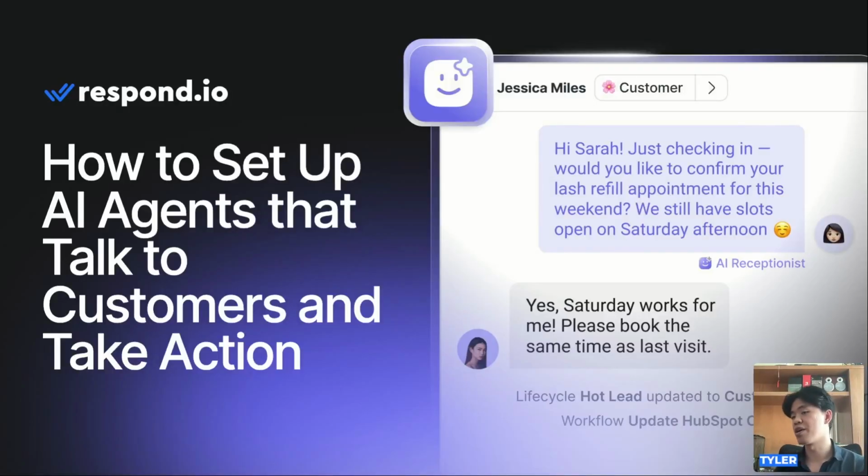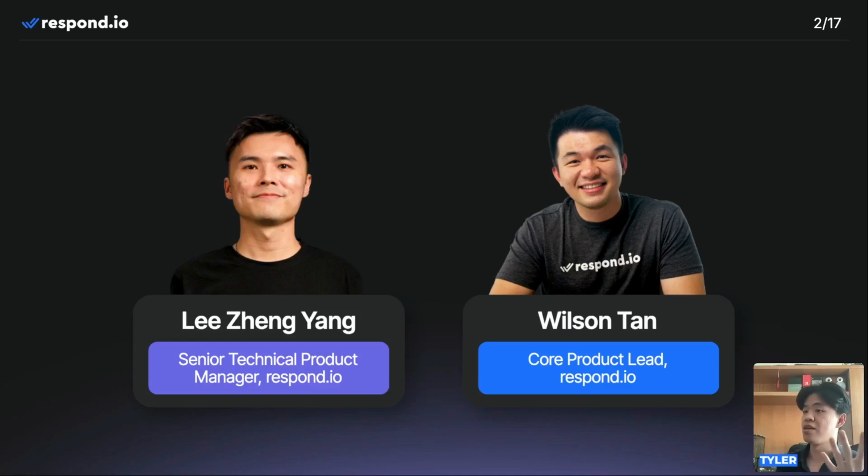Today, this webinar is going to talk about how to set up AI agents that can talk to customers and take action. Here with me is Nathan Young, aka ZY, our senior technical product manager, who helped architect all things regarding AI agent HTTP requests and trigger workflow. Wilson Tan will also be joining us to answer any other questions regarding AI agent or Respond.io in general. Let me hand it over to ZY first to introduce himself.